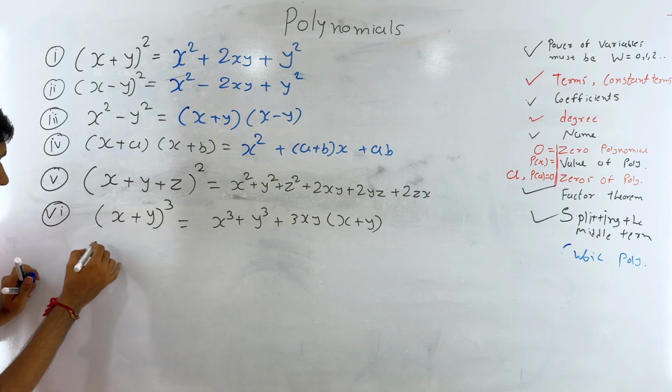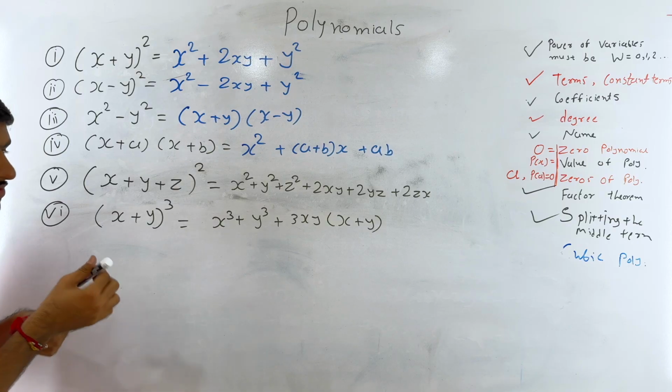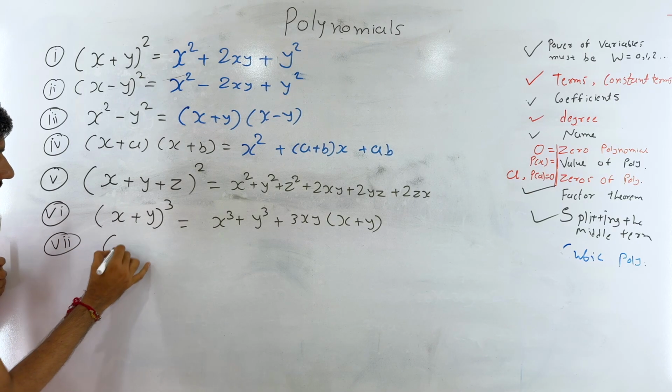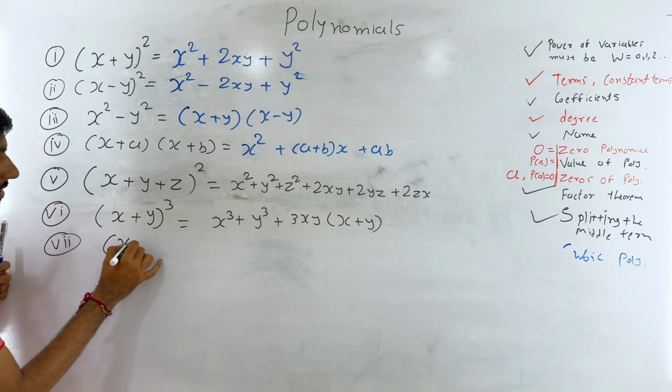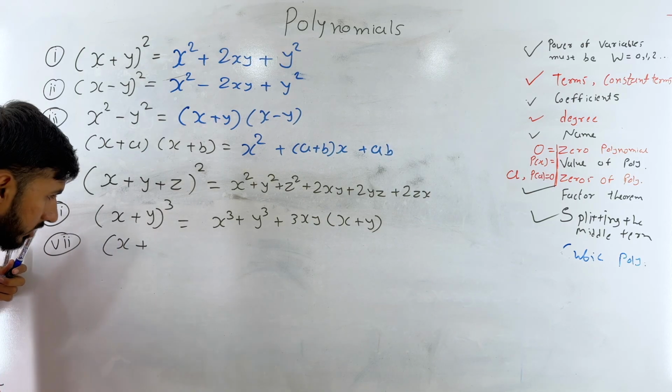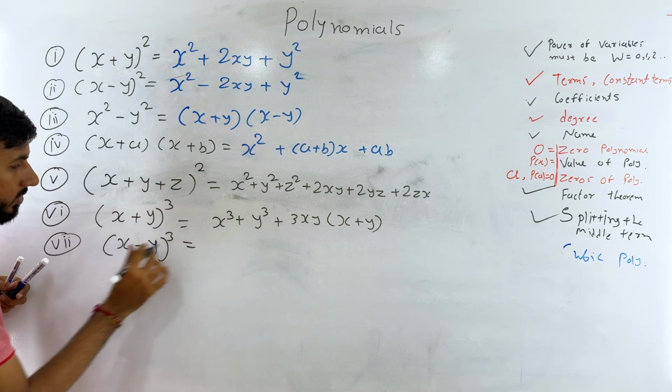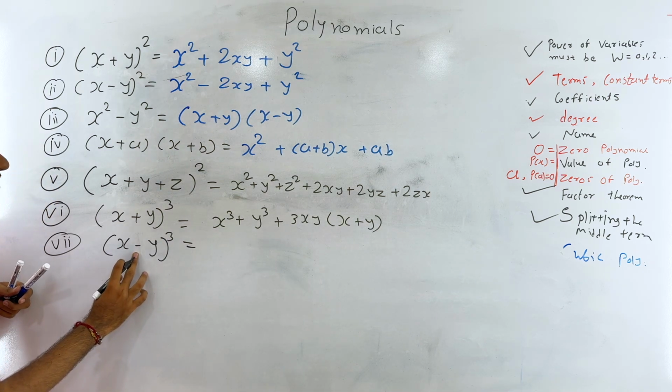Now what if I have a negative sign here? My seventh identity, (x minus y) cube. What if we have a negative sign here?